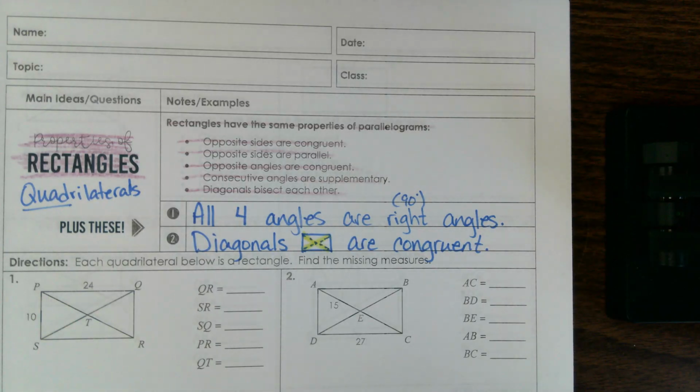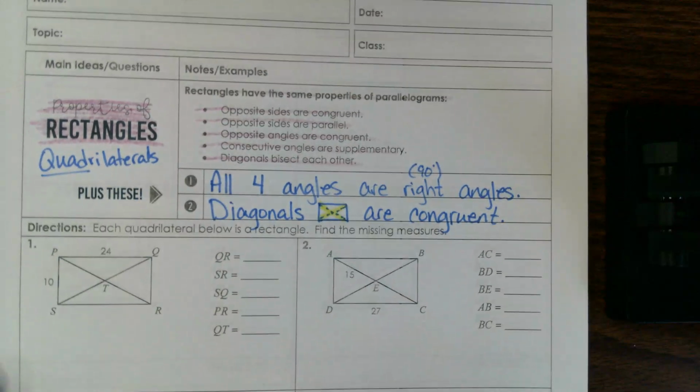So same side angles add up to 180. Diagonals bisect each other, bisect meaning cut in half. And we're going to add 2 more properties on top of that for rectangles. All 4 angles are right angles, meaning they're all 90 degrees. And the diagonals are congruent, meaning they are the same in value.